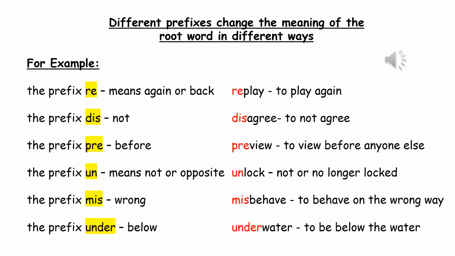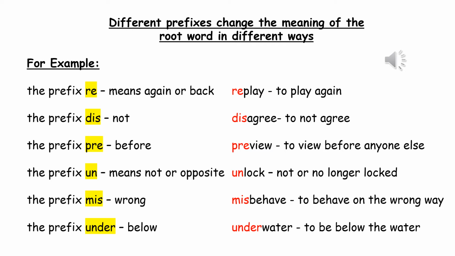The prefix dis means not. So disagree means to not agree. The prefix pre means before. So preview, to view before anyone else. The prefix un means not or opposite. So unlock, or not, or no longer locked.